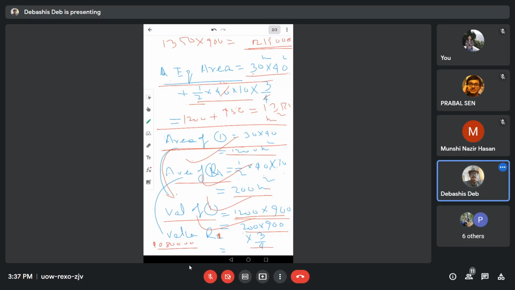equivalent area. So let me check, if anybody is having any query regarding this equivalent area, you can ask me, no problem. Because in the exam, for a complicated problem, it will be easier to do in this fashion, equivalent area.